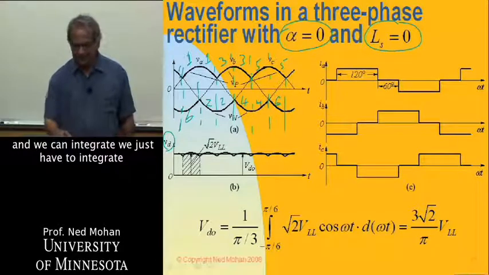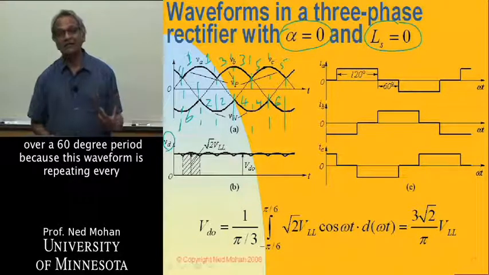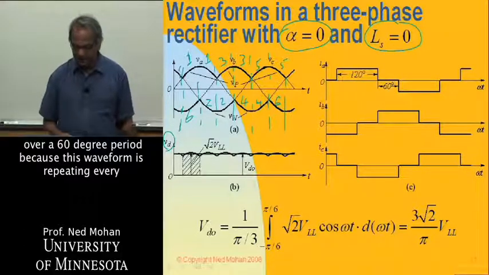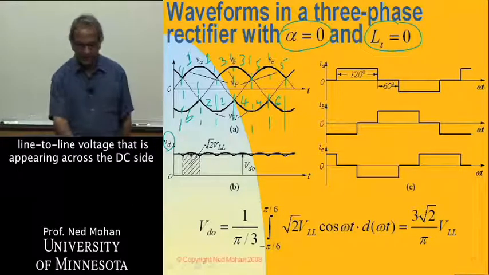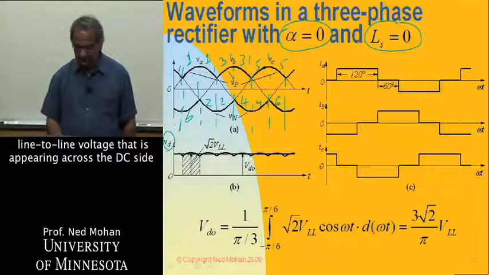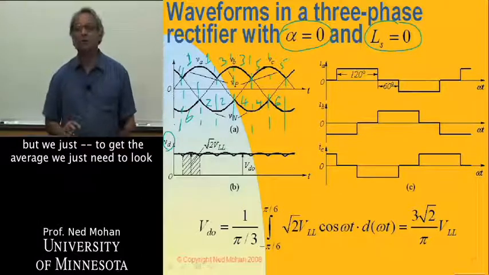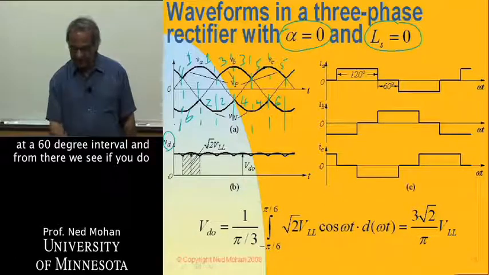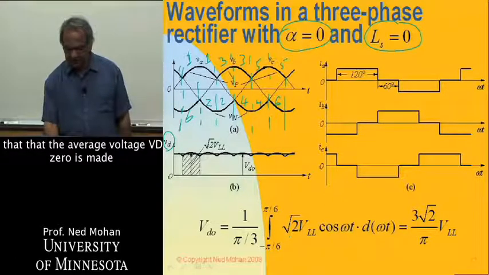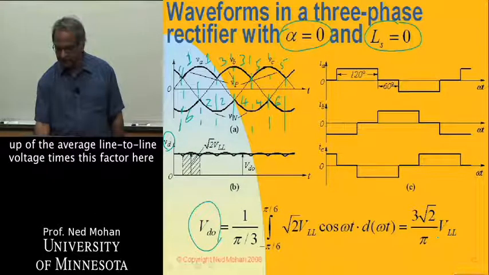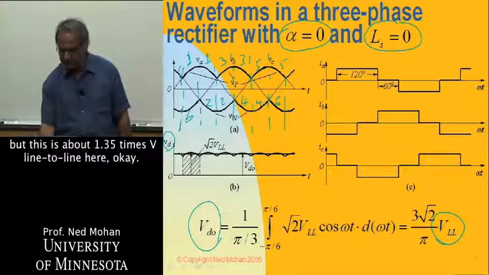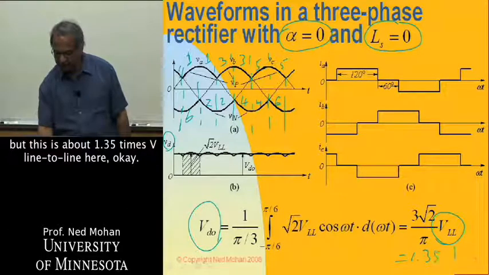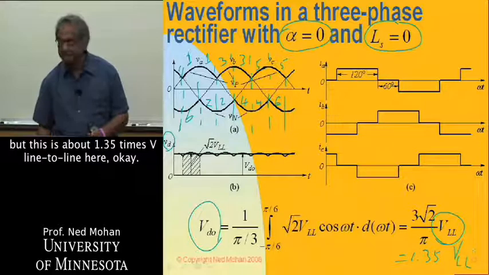And we just have to integrate over a 60-degree period, because this waveform is repeating every 60 degrees, although there is a different line-to-line voltage appearing across the DC side. To get the average, we just need to look at a 60-degree interval. And from there we see that the average voltage, VD0, is made up of the average line-to-line voltage times this factor here. So this is about 1.35 times V line-to-line. Okay.